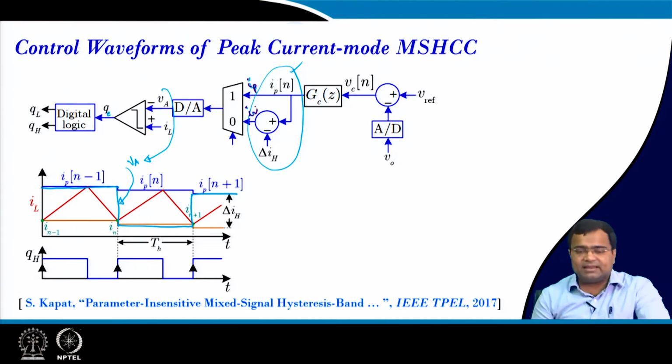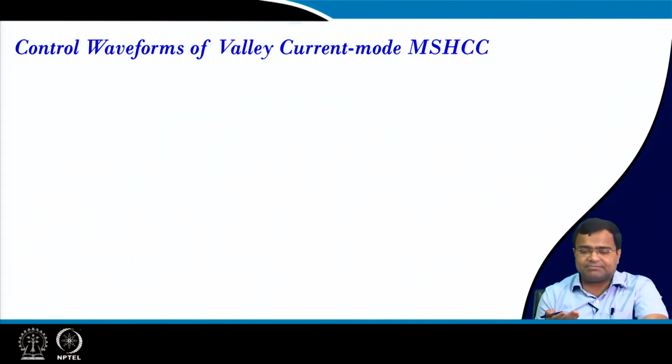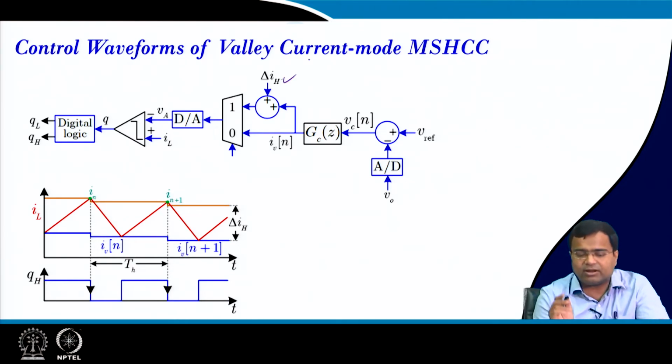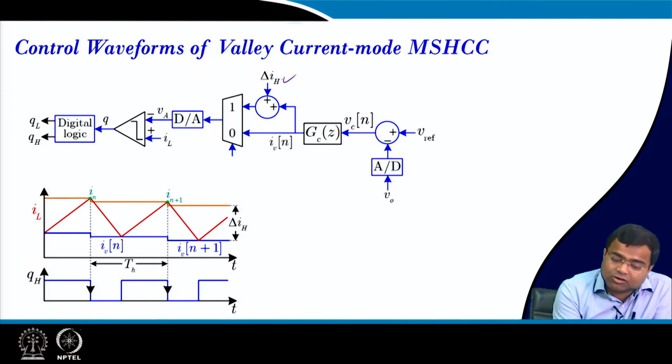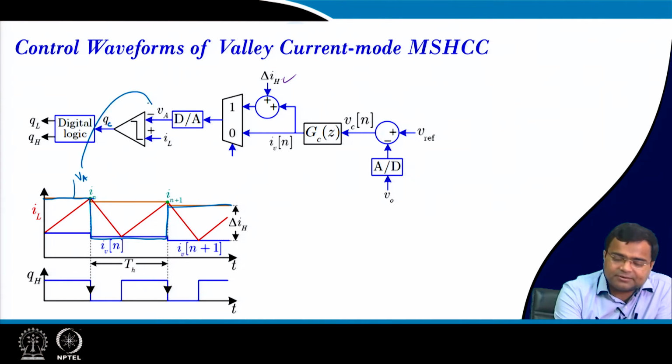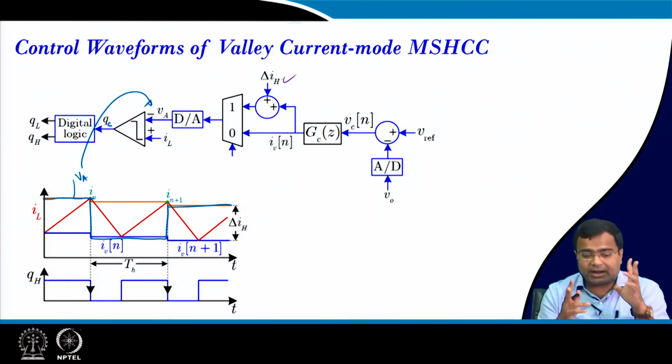If you want to change to valley mode, then I will simply take the compensator output as the valley, and peak will be that valley current plus delta IH. This is exactly what I was showing. Here also if you see, this logic of VA will remain, it will configure here, change to here, again go here, like this. So, this waveform is my VA waveform. Okay. Because it is a single comparator, the digital logic will accordingly adjust.